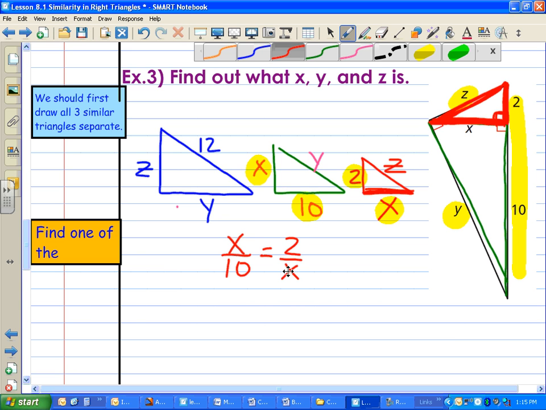x over 10 equals 2 over x. What are you going to do now? Guess what happens here when you do cross products? You get x squared equals 10 times 2. This is exactly what you just learned right above, the geometric mean. Square root, with the square root of 20, we'll do 4 times 5. What's 4 times 5? That's going to be square root of 4 is 2. Bring the 2 outside. Square root of 5 inside equals x. There you go. Got one done.